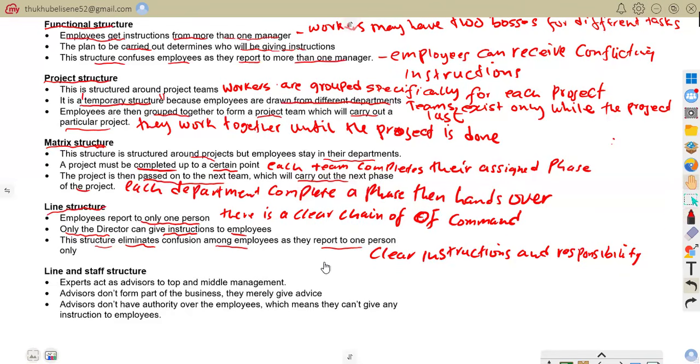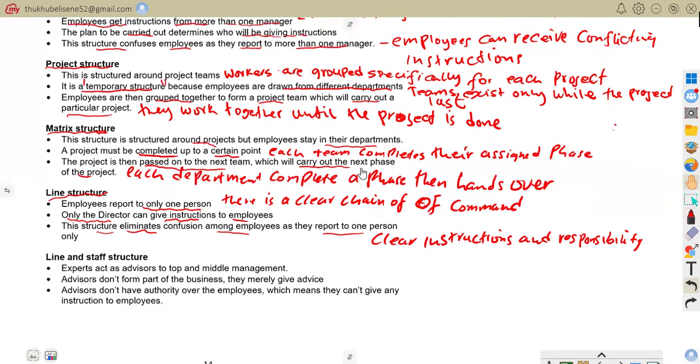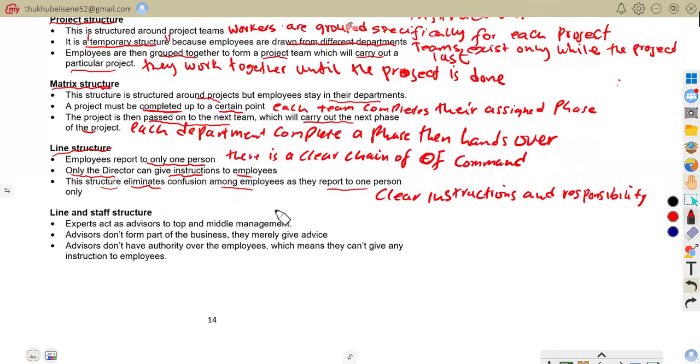So now let us move on to line and staff structure. Under line and staff structure, experts act as advisors to the top and middle management, meaning professionals help but do not manage. For example, a legal advisor gives advice about contracts. That is that.